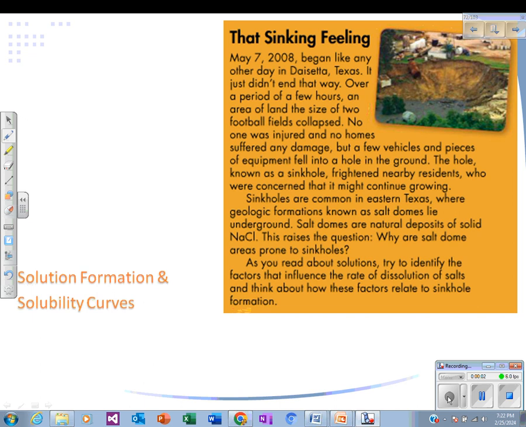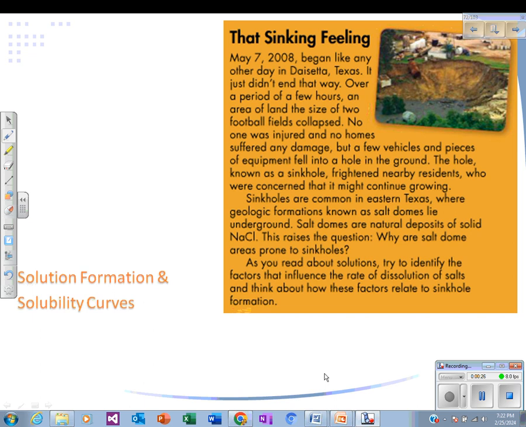Howdy, ladies and gentlemen. We're going to talk about solution formations and solubility curves today, as well as solubility of gases. The article that I have here is actually talking about a day in Daisetta, Texas, and it started like any other day, but ended up very differently.